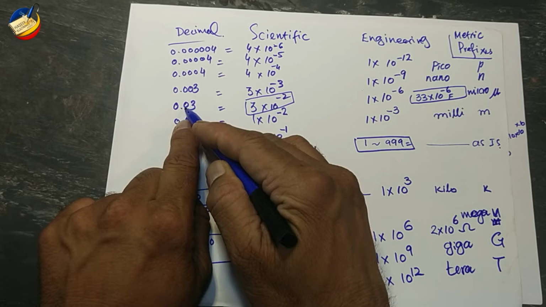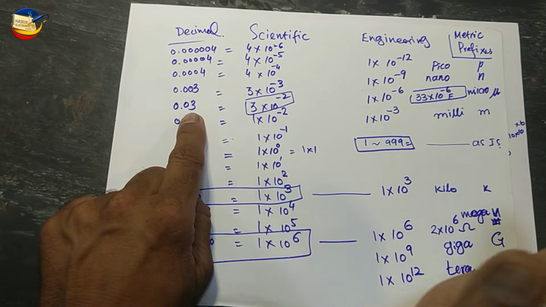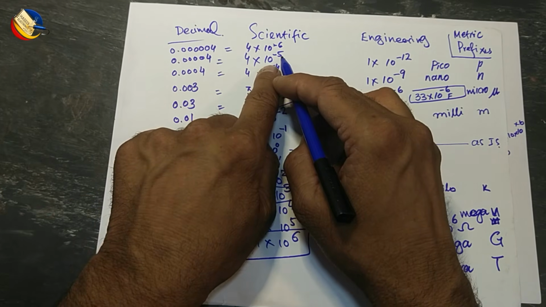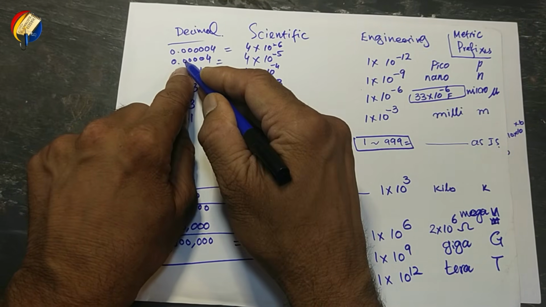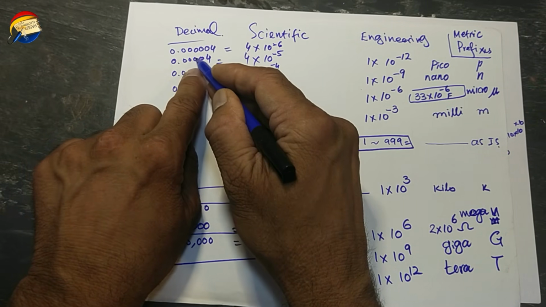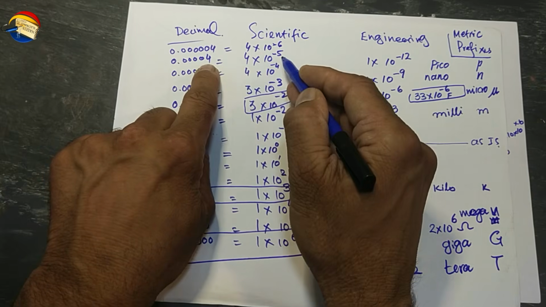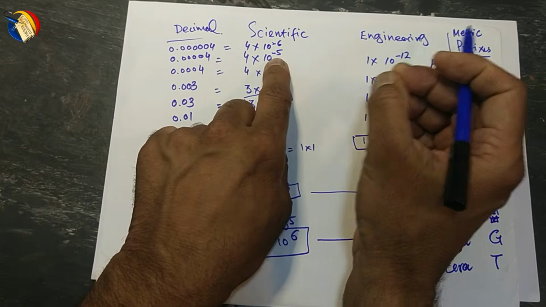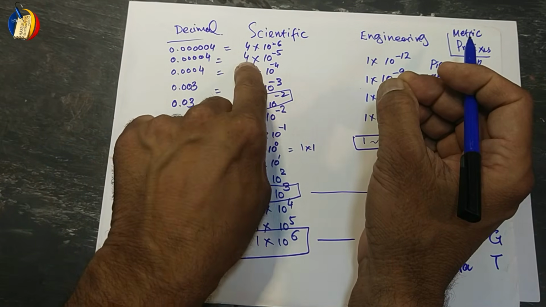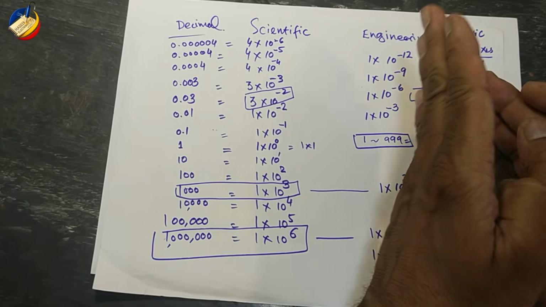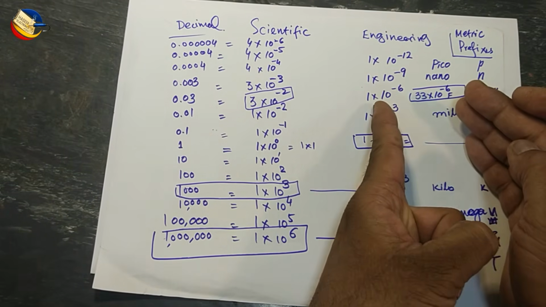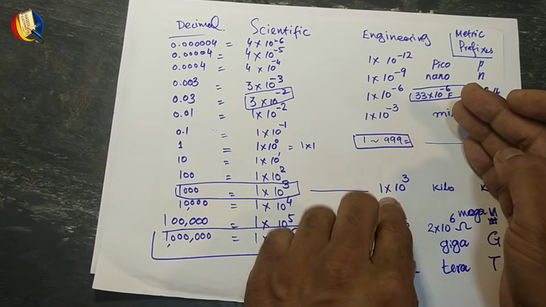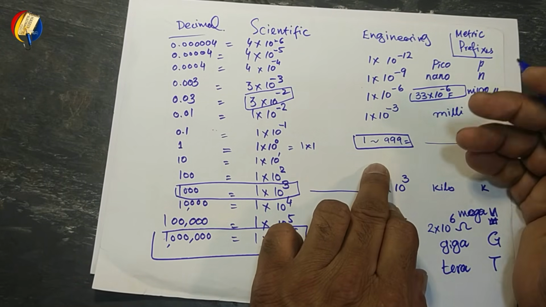Decimal point, position number 1, position number 2. 4 × 10 raised to the power minus 5 means 0, position number 1, 2, 3, 4 and 5. So this exponent indicates the position of this number. What is the difference between engineering notation and scientific notation? Engineering notation always uses multiples of 3.